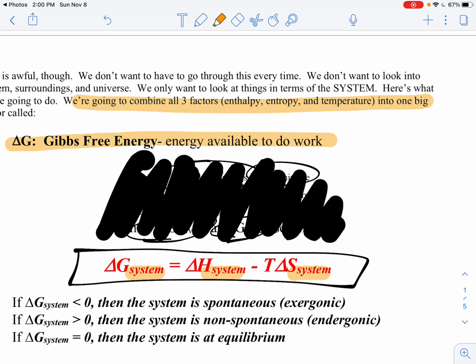So the point is that if we want to do this the easy way and find the delta G of a reaction, all I have to do is add up the products and the reactants of the delta G of formation. Those are searchable in a table of thermodynamic values in your textbook or online. And again, all elements in their standard states have delta G of formation of 0.